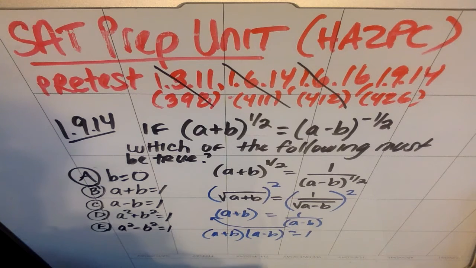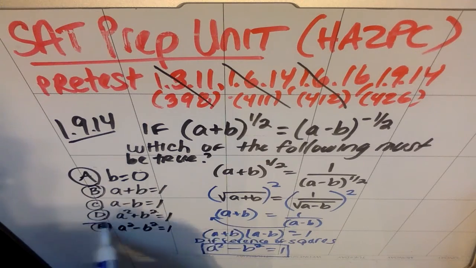Now some of you might spot that pattern and realize that that's something we've dealt with before when we factor. That's called a difference of squares. This is just the factored version of a difference of squares. So if you FOIL it out, you're going to get a squared minus ab plus ab, so those are gone, minus b squared equals 1. And sure enough, that is answer E.